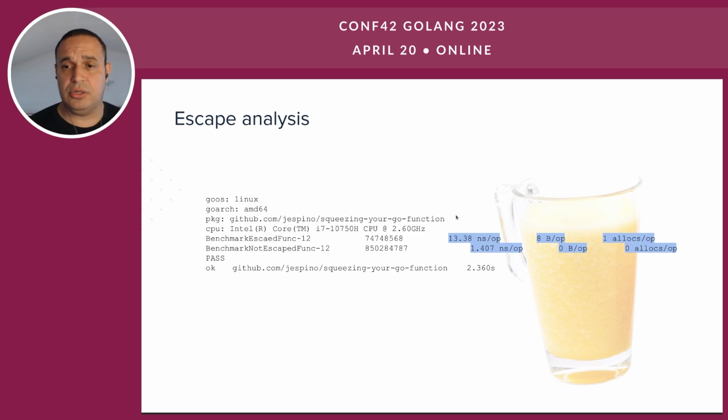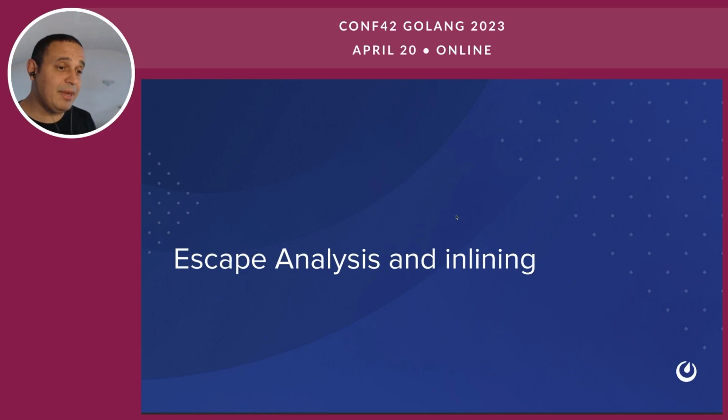With the escape function, where we need to store something in the heap, we are consuming 8 bytes in the heap and 1 allocation per operation. That means it's taking 13 nanoseconds per operation, and the non-escape function is taking only 1.5 nanoseconds approximately. So we are almost an order of magnitude faster with the non-escape function because we don't need to access the heap, and the heap is more expensive than the stack. This is important, but we are going to see other things related to escape analysis, and it's escape analysis plus inlining.